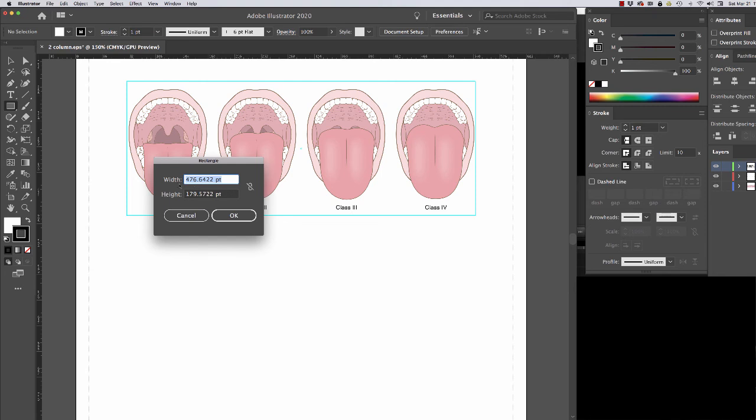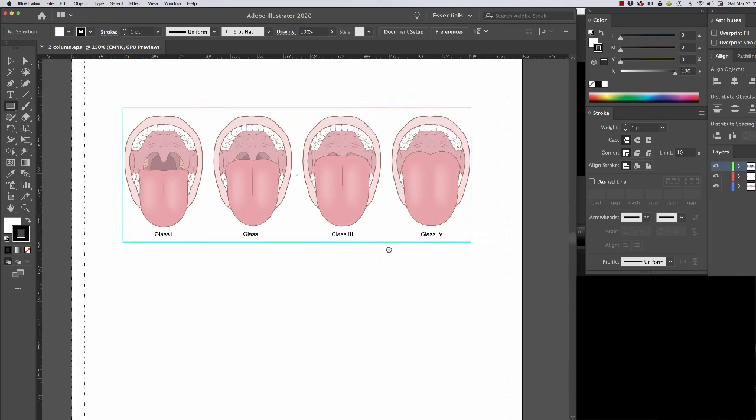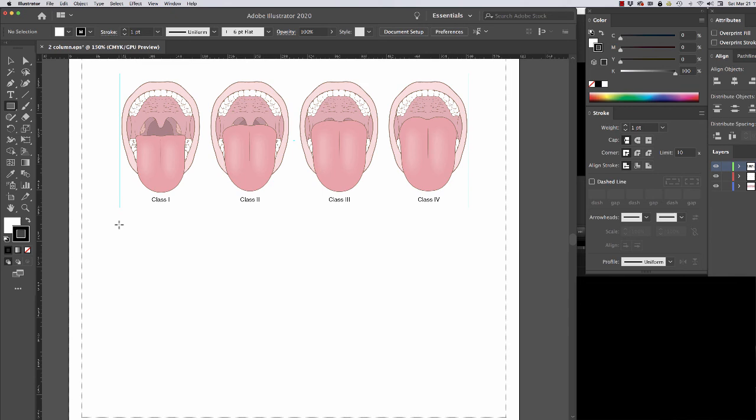It's telling me that the rectangle I just created is about 476 points in width, which is close to 480, so it's close to 40 picas in width. Remember, there's 12 points in a pica. So that's telling me that this box is roughly 40 picas in width, which would be the typical size of a 2-column illustration.